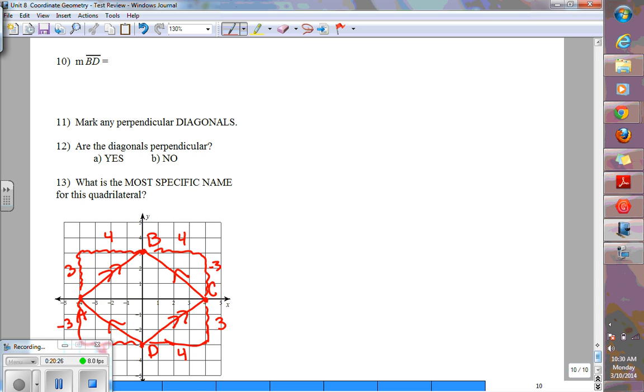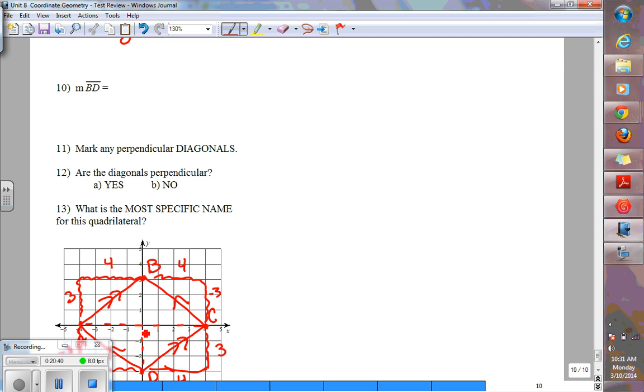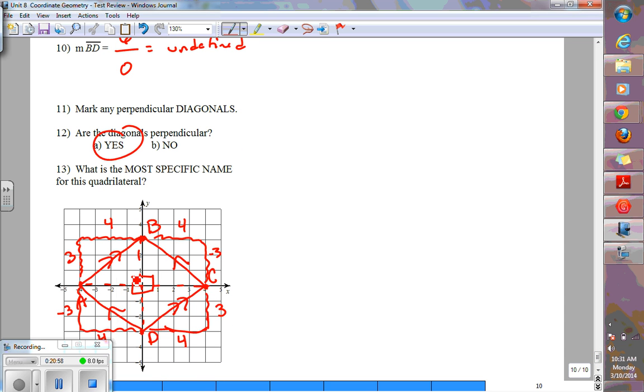Okay, let's find the slopes of AC and BD. I have no rise. I have a run of 8. Simplifies to 0. I have a rise of 6 and a run of 0, which simplifies to undefined. And we know that 0 and undefined are opposite reciprocals of one another. So yes, my diagonals are perpendicular to one another. I do need to mark that. So I have two pairs of parallel sides, no perpendicular sides, but I do have perpendicular diagonals, which means I have a rhombus.